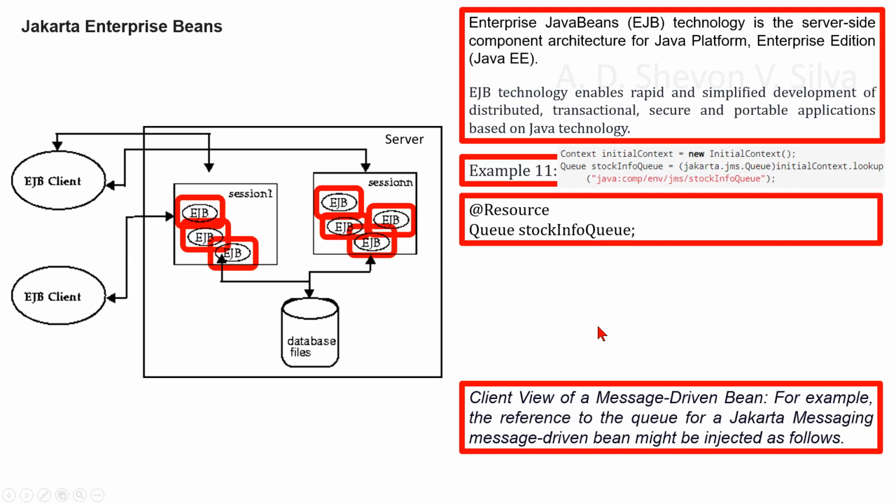Now we are considering the client view of a message-driven bean. For example, a reference to the queue for the Jakarta messaging message-driven bean might be injected as follows. Alternatively, the queue for the stock info Jakarta messaging message-driven bean might be located using the following code segment.